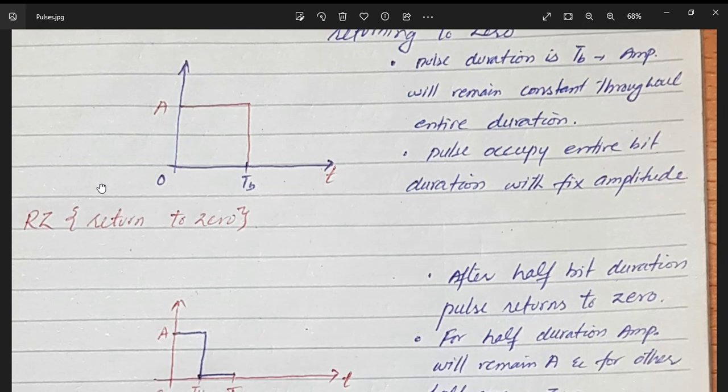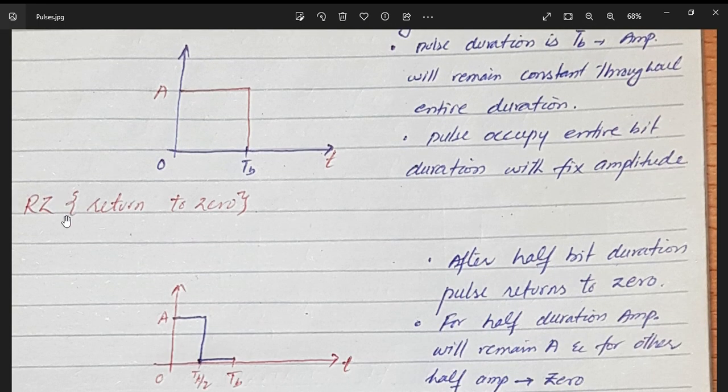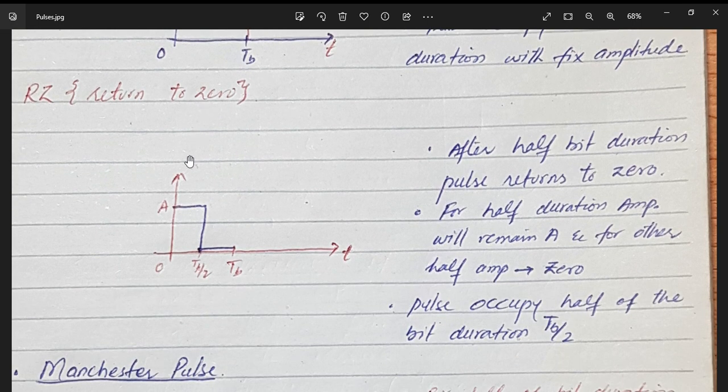A. The second type is the RZ, which you can see returns to 0. Again you can draw the pulse here. This is the y-axis amplitude and this is the x-axis time. Here Tb is the bit duration and Tb by 2 is the half bit duration. You can see that after the half bit duration, the pulse returns to 0. Like here, the amplitude till the half bit duration remains constant A, and after the half bit duration, the pulse returns to 0. The amplitude is 0.